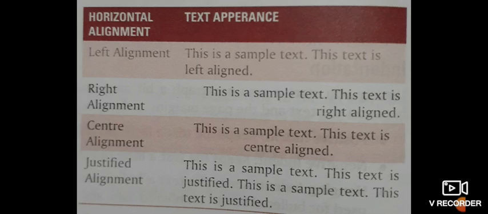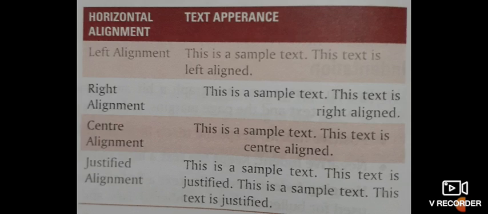There are two types of alignment: horizontal alignment and vertical alignment. In horizontal alignment, text is aligned with respect to the left and right margin of the page, as shown in the video. Horizontal alignment may be categorized into left alignment, right alignment, center alignment, and justified alignment.